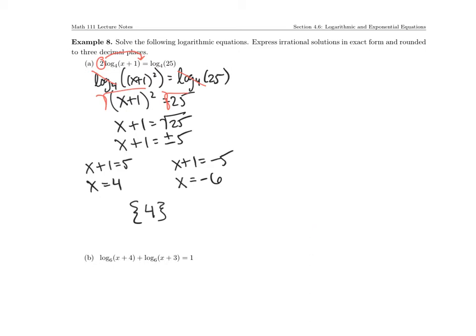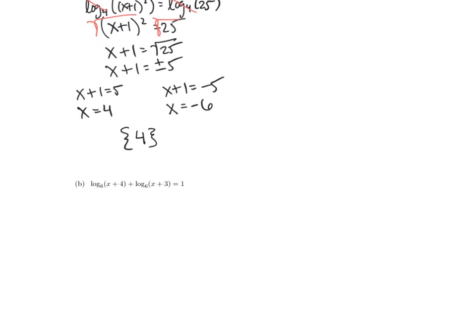Let's take a look at problem B. For problem B, I have two logs of the same base being added together, so I'm going to multiply their insides. So this will become log base 6 of x plus 4 times x plus 3, is equal to 1. From here, I'm going to multiply my factors together. You can FOIL, box method, whatever you need to do. This will be log base 6 of x squared plus 7x plus 12 is equal to 1.